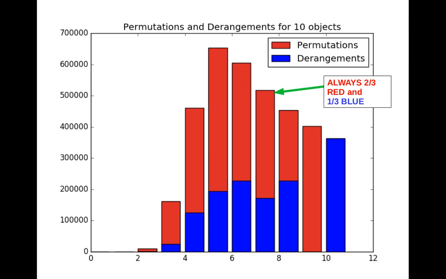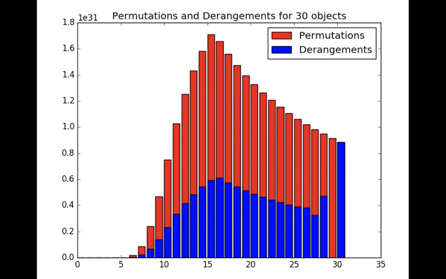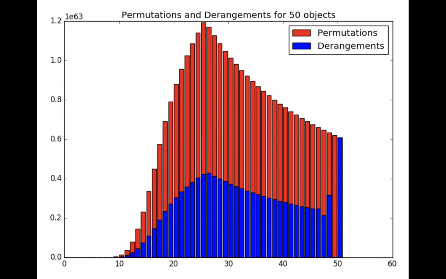And the fourth last bar always has to be 2/3 red for similar reasons. If you have n minus 3 things in a cycle, the remaining 3 things have a 1 in 3 chance of also being their own derangement. So that all makes sense. And finally, this bar on the far left, whether you can see it or not, always has a height of 1, and it's always red. You basically can't see it anymore, but it's always there. And you keep looking at these plots, and I went up to n equals 50 with that, and you can see that it has its own characteristic shape, which is becoming apparent.